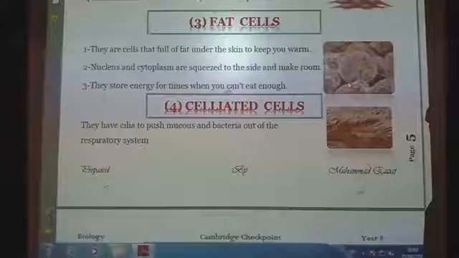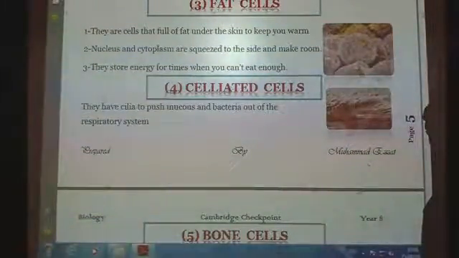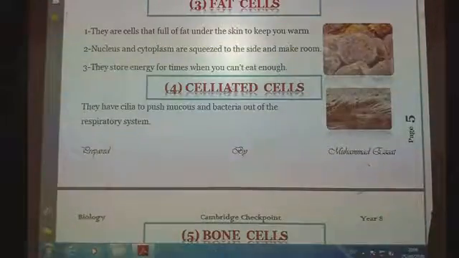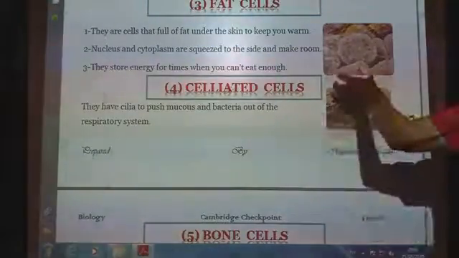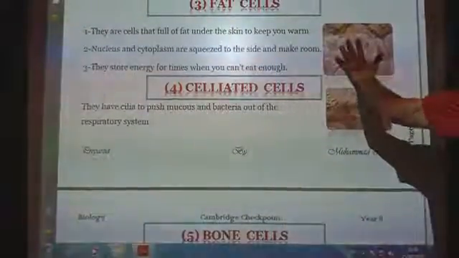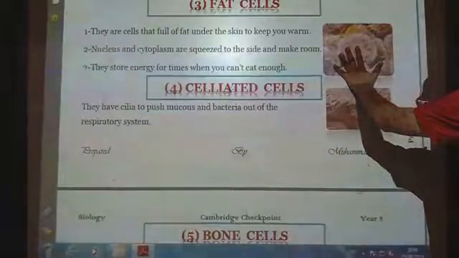Number three, the fat cells. You know that fat supplies the body with energy and keeps your body warm, especially in winter. The nucleus and the cytoplasm inside the fat cells are found inside special rooms inside the fat cells. They store a lot of energy until it can be used in different activities.